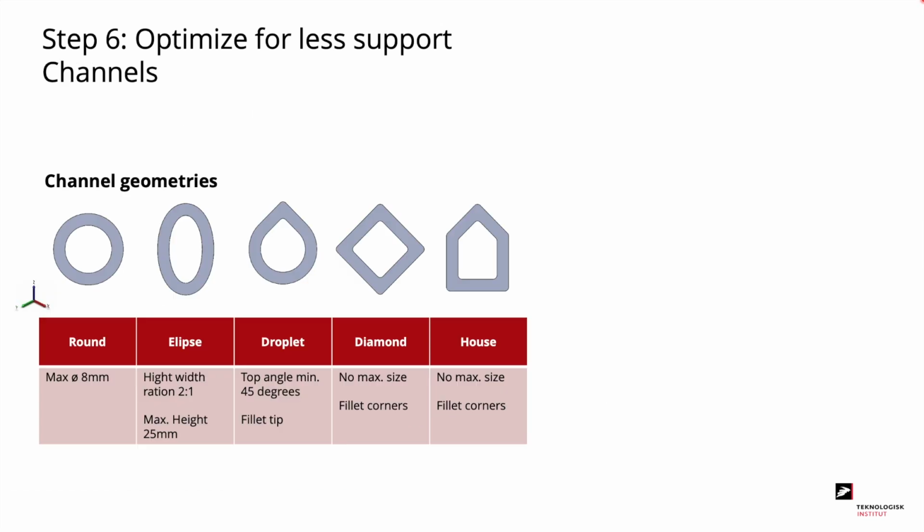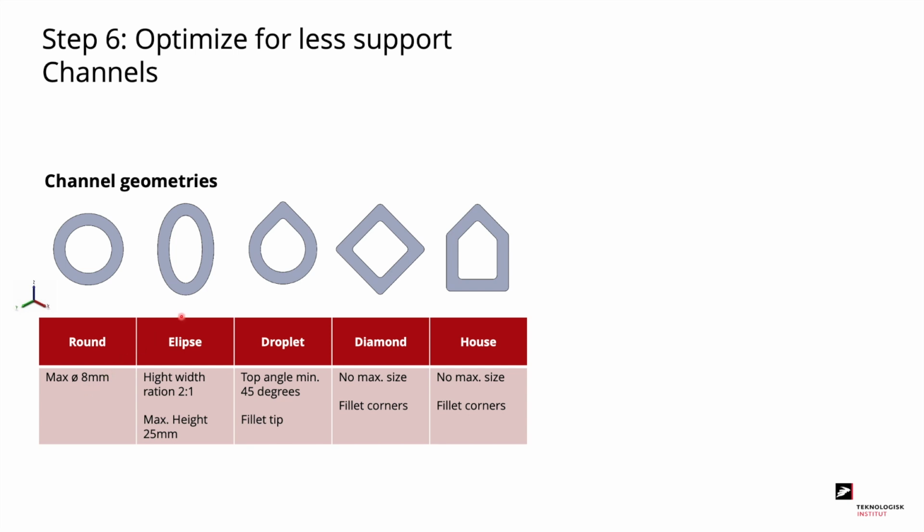The next thing we need to look at is the shape of the channels where air will be flowing through. Our channels are designed with a diameter of 10 millimeters, and here we can see that it's not possible to design round channels with a diameter of above 8 millimeters without using support inside the channels. So instead, we need to choose one of the other 4 options for shaping our channels.